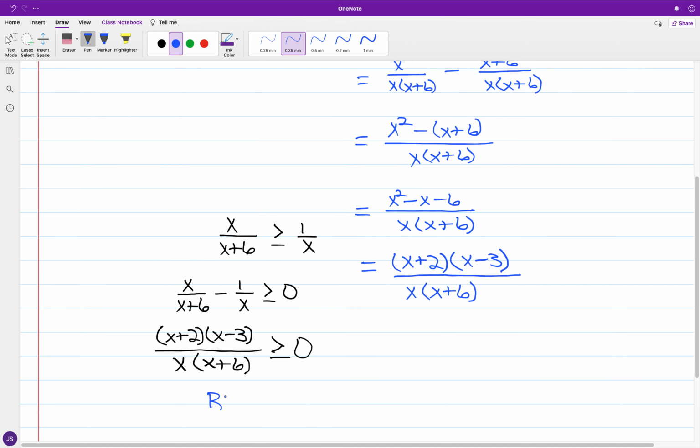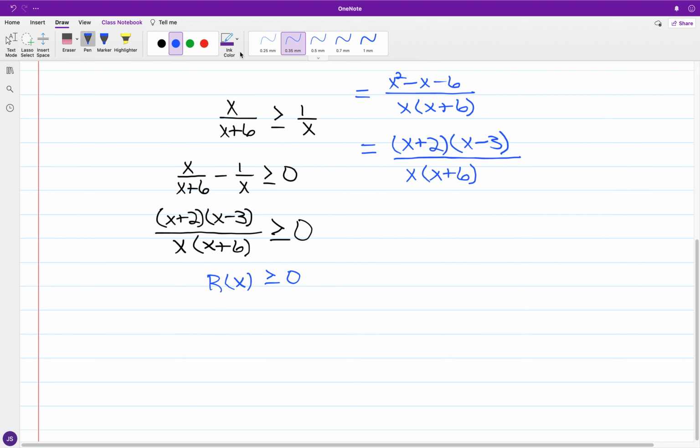So this is our r of x, where r of x is greater than or equal to 0. In the formation, we have r of x equals x plus 2 times x minus 3, all over x times the quantity x plus 6.